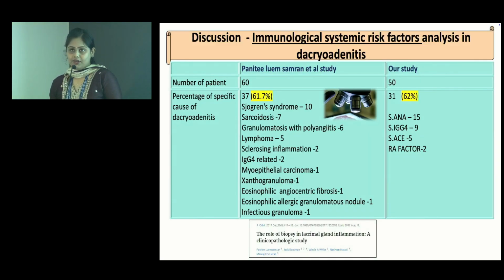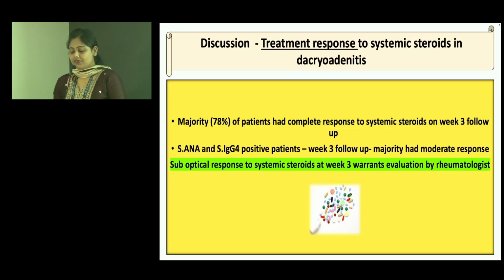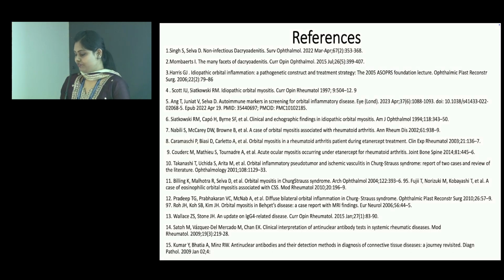Loom, Samran et al. have conducted a biopsy-based study to look for the specific cause of dacryoadenitis. Here they found that 61.7% had a specific cause. And in our study also, just looking at the blood markers, we got a similar percentage of 62. Even though the majority of the patients had a complete response to systemic steroids at week 3, for ANA positive and IgG4 positive patients, the majority had a moderate response. That highlights that a suboptimal response to systemic steroids at week 3 warrants an evaluation by a rheumatologist. These are my references. Thank you.